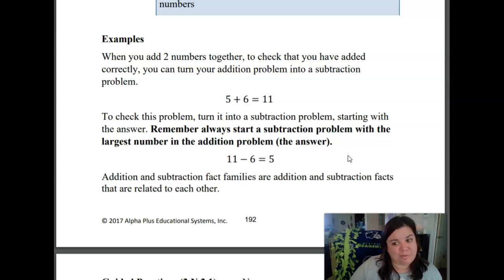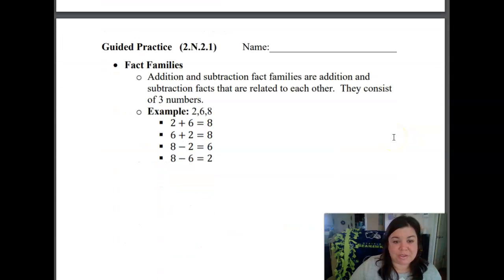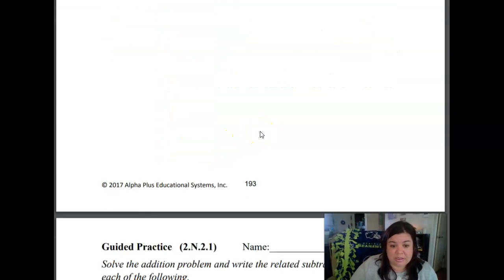So addition and subtraction fact families are addition and subtraction facts that are related to each other. That's why I call them families, because they're related to each other. They consist of 3 numbers. So let's look at 2, 6, and 8. 2 plus 6 is 8. 6 plus 2 is 8. What if we did a subtraction? 8 minus 2 is 6. 8 minus 6 is 2. See? It's just all the same 3 numbers being repeated. We just rearrange them.